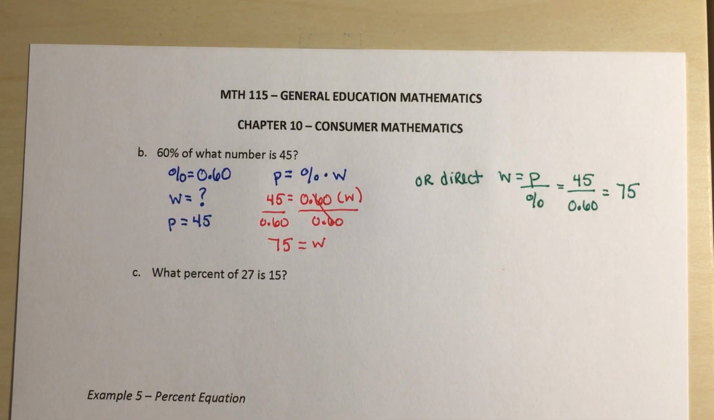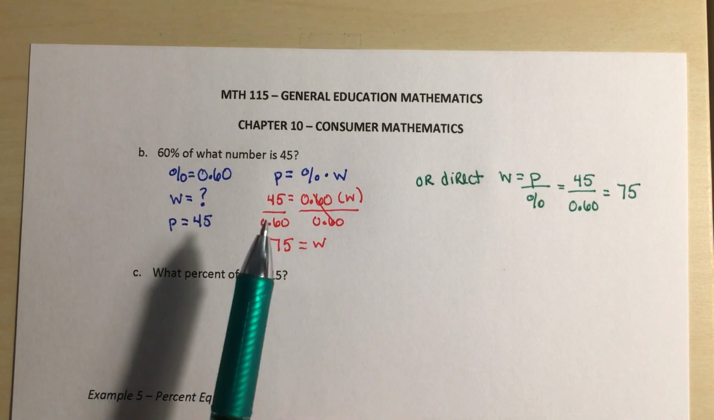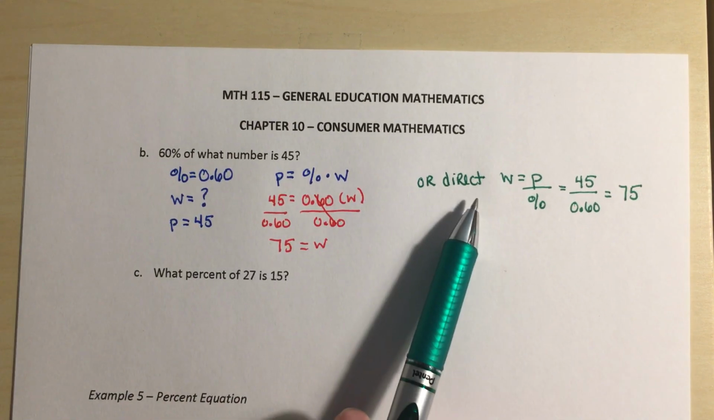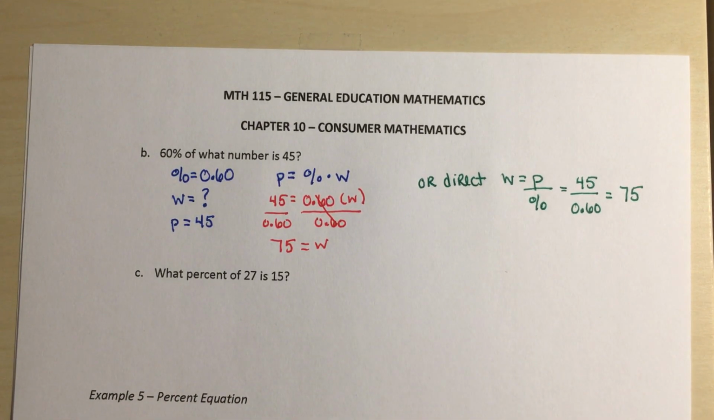Right, so as you're working through these problems, you have options. Pick whatever you're most comfortable with. If you just want to remember one formula, then just remember a general formula. If you want to work through it directly, save yourself a step, feel free to do that as well.